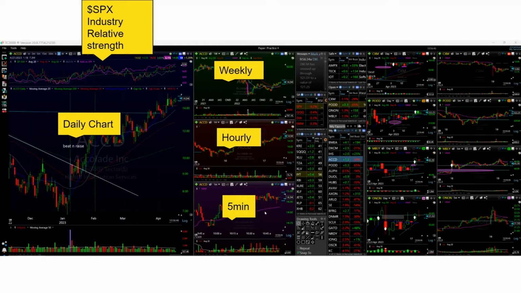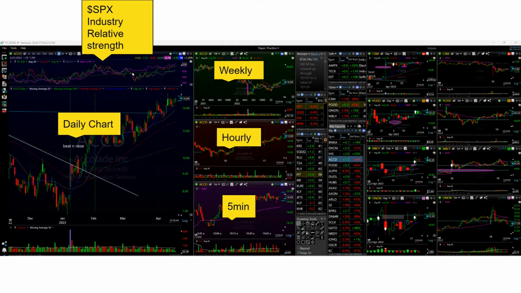But this is not where I make my decision on whether or not a stock comes on my watch list or whether or not I want to enter it. It's only after I have made all the big decisions and I'm about to enter, that's when I look at the 5-minute chart.